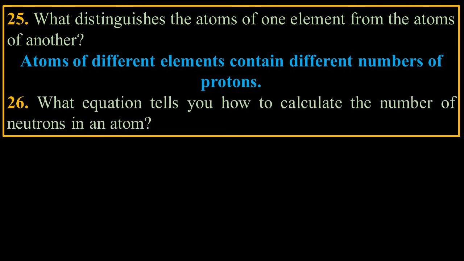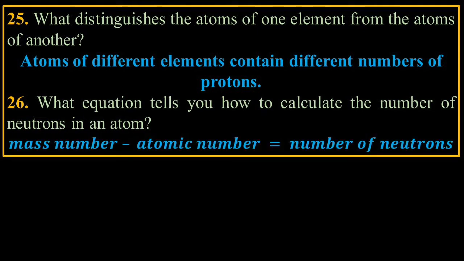What equation tells you how to calculate the number of neutrons in an atom? Well, it will be the mass number minus the atomic number. Simple. Write that down: mass number minus atomic number equals number of neutrons.